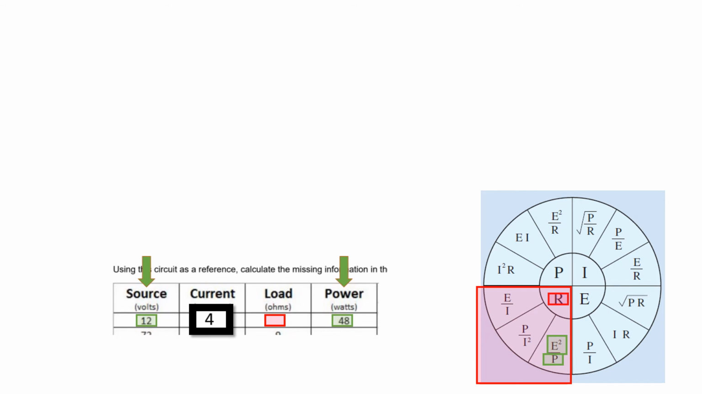Notice that we could have also used source and current or current and power, but we decided in this case to use the values that were given at the beginning, just in case you made a mistake in the previous result. Write that formula on a piece of paper. Notice that source is going to be squared and divided by power.